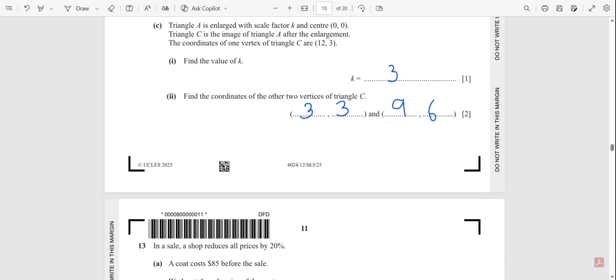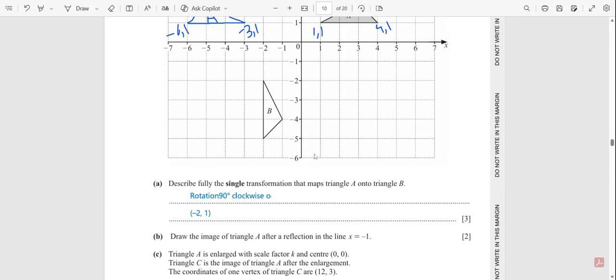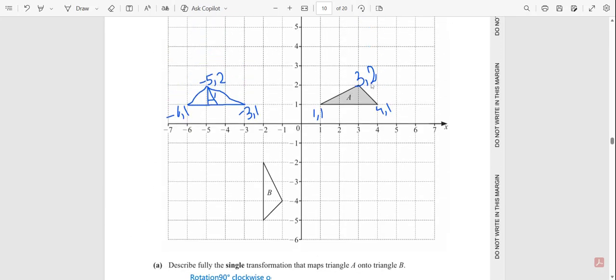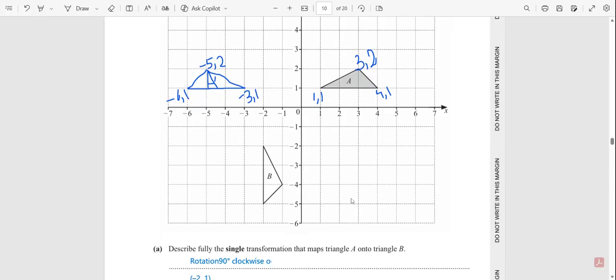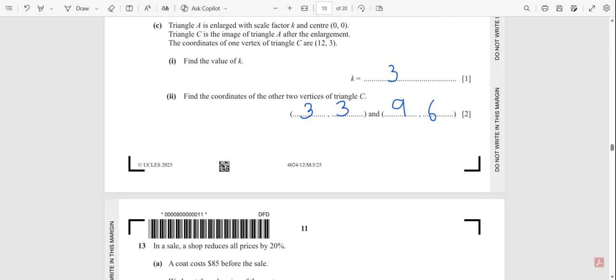Find the coordinates of the other two vertices of triangle C. How do I find the other two vertices? 3, 2 will be multiplied by 3, I get 9, 6. 1, 1 multiplied by 3, I get 3, 3. So the coordinates of the other two vertices are 3, 3 and 9, 6.